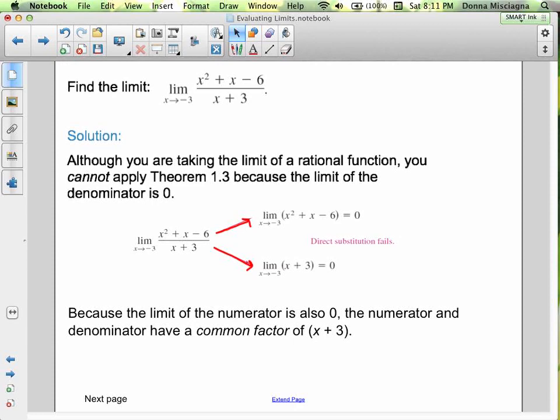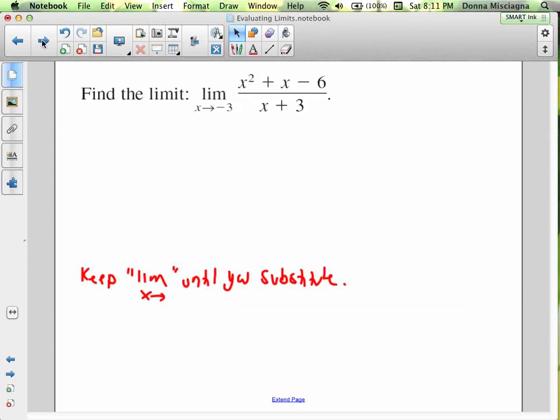Because the limit of the numerator is also 0, the numerator and denominator have a common factor of x plus 3. If just our denominator was 0, well, we'll talk about that. We'll wait, and I'll talk about it. Notice I have a little note here, next page. I have a feeling I gave myself space on the next page.